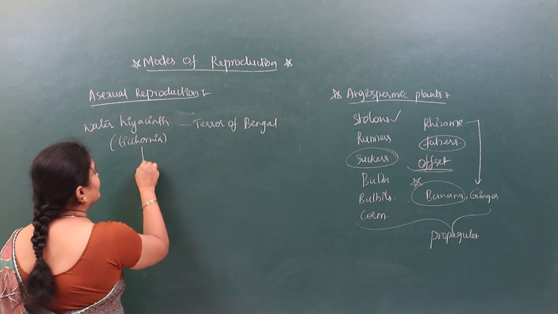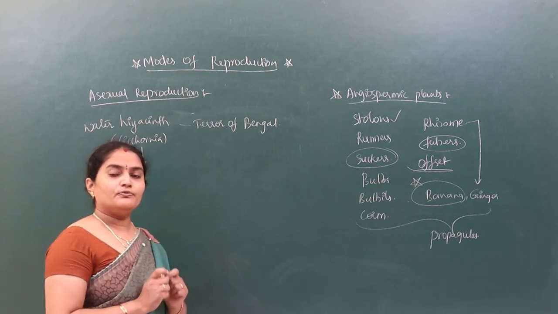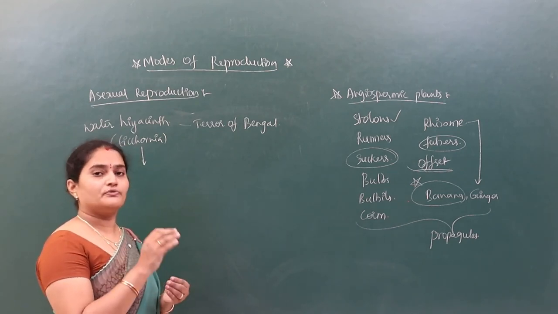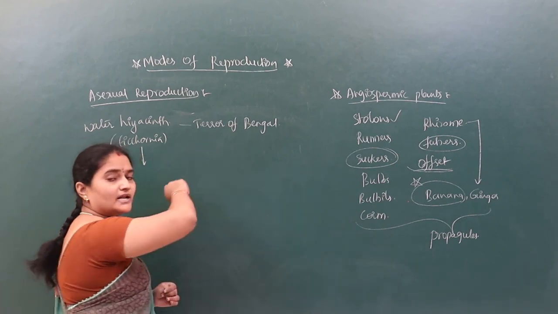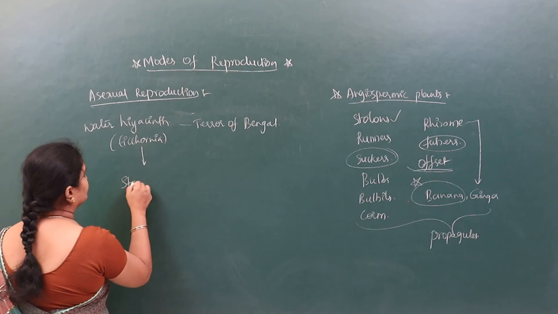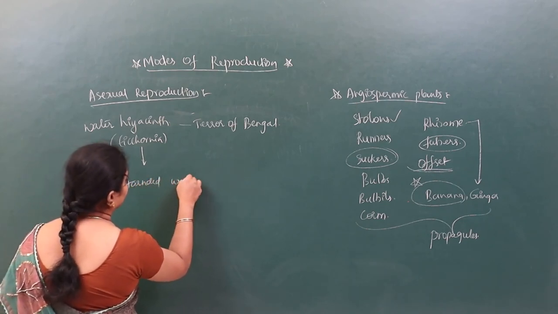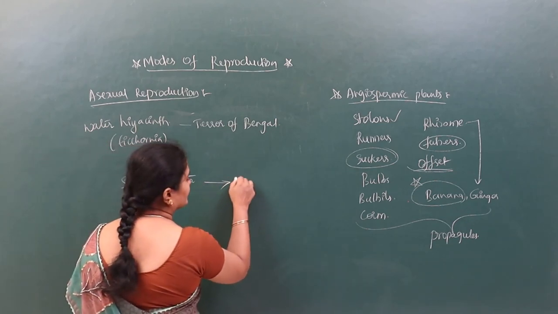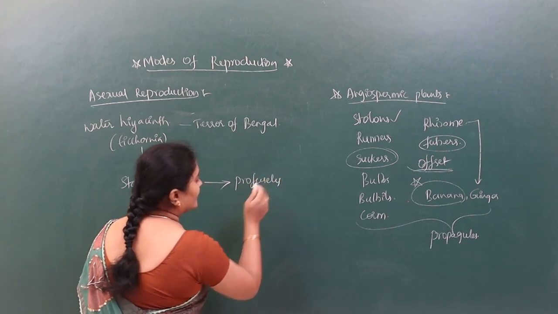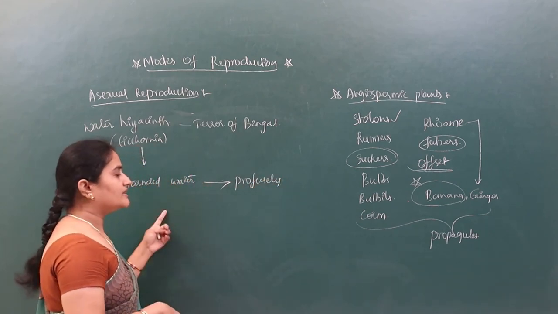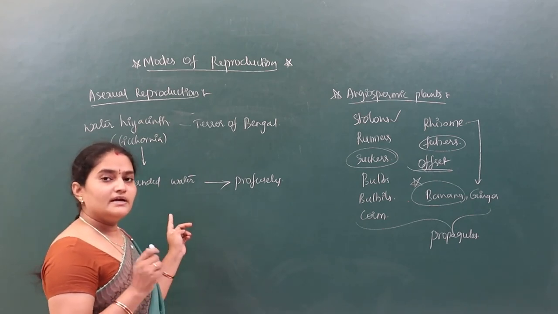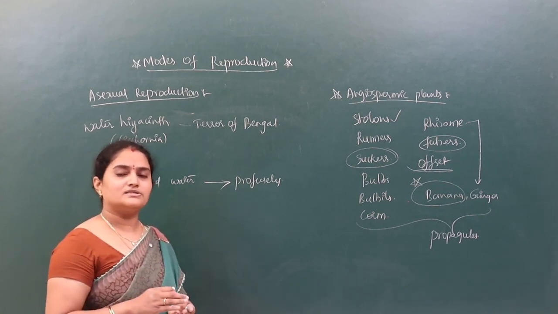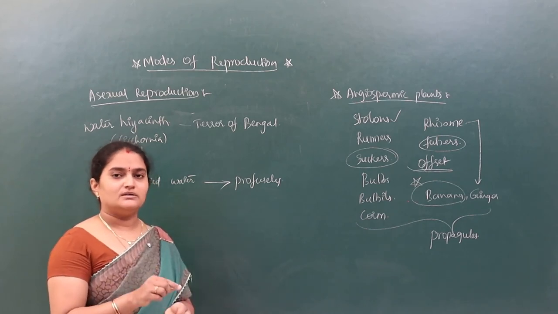This water hyacinth grows profusely in water areas, where there is standing water. So why do we call it the terror of Bengal? Because if there is standing water, the water hyacinth grows profusely, and the entire area is covered with Eichhornia only. This Eichhornia easily uptakes the dissolved oxygen. Because of the uptake of all the oxygen, the fishes present in that pond die.